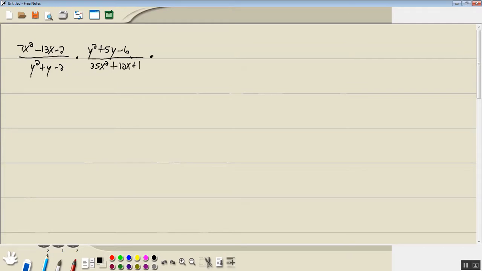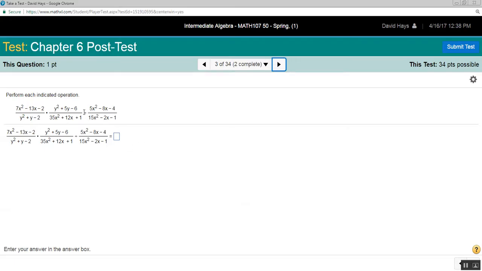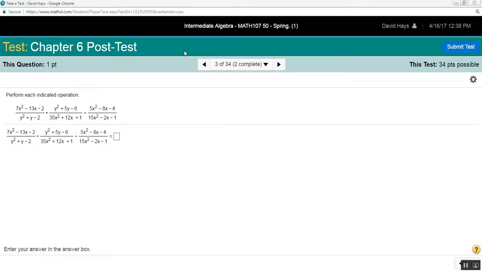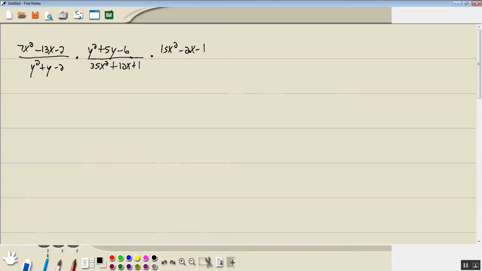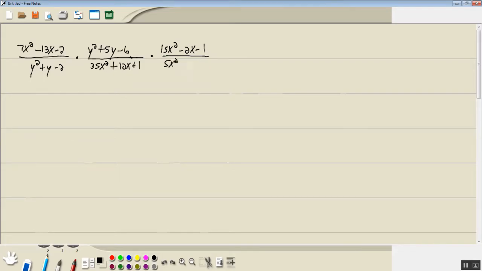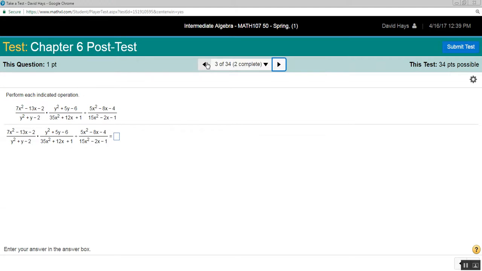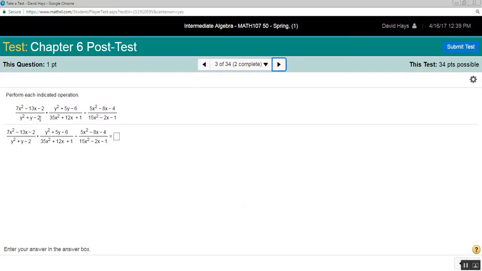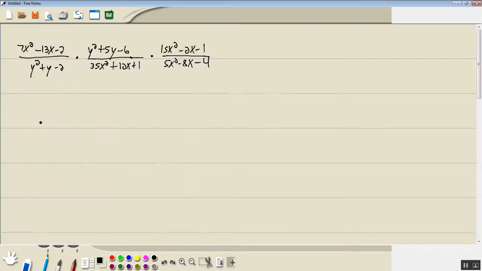plus 1. And I'm going to go ahead and rewrite this as multiplication, because we know we never work with division. And I do that by flipping this second fraction, taking the reciprocal of it. So I got 15x squared minus 2x minus 1 over 5x squared minus 8x minus 4. Now let me check everything here.